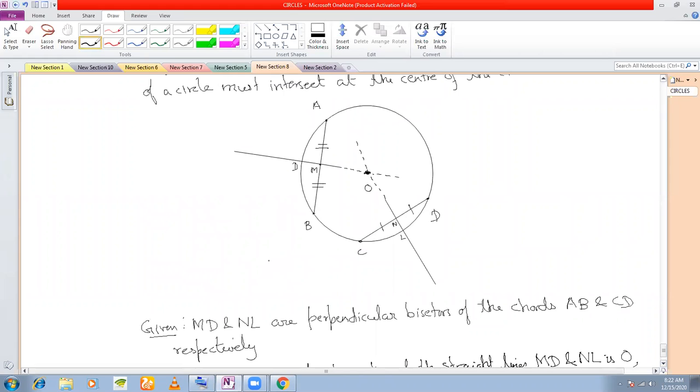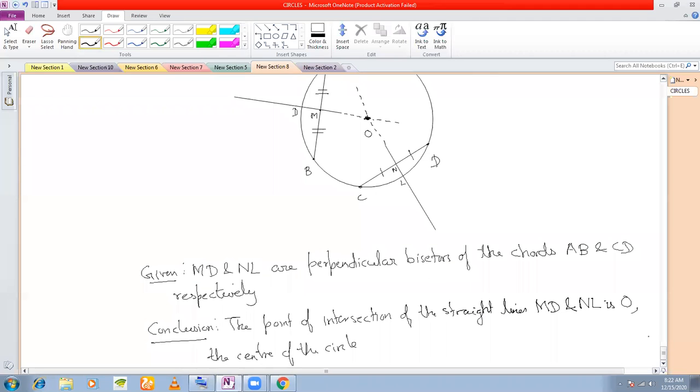So this one was the second corollary, and I think that's it. There's the third corollary, but that is not required. With this we come to an end of the theory part of this. Now let us move on to some problems.